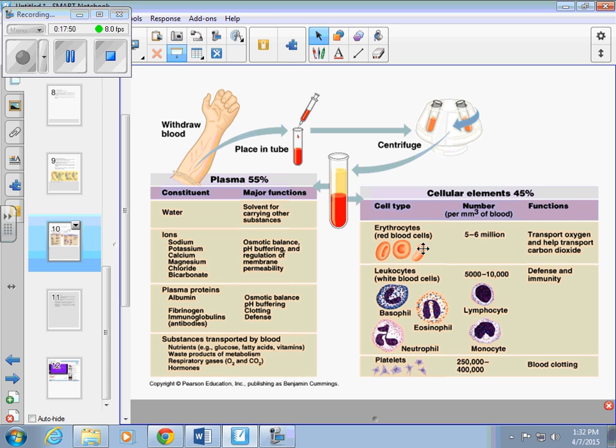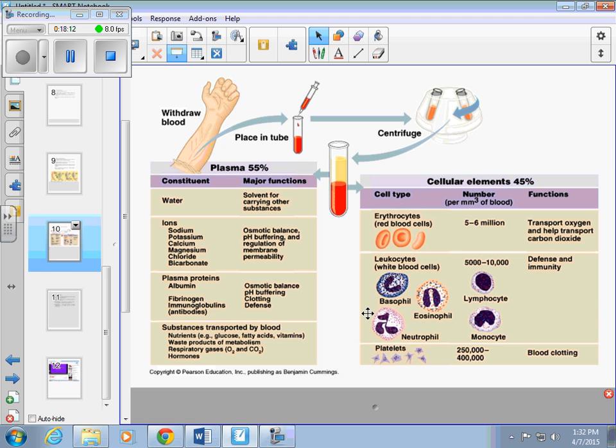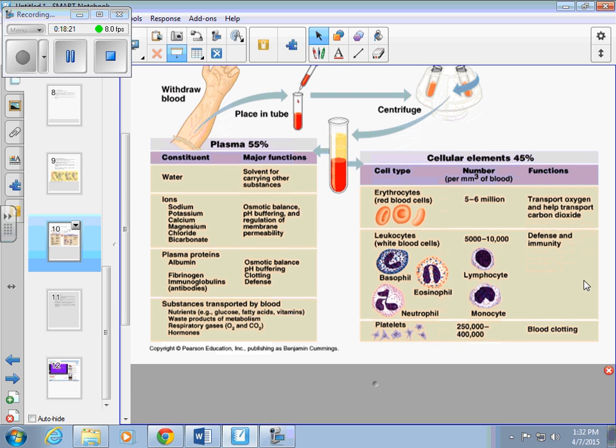Now in the other half of the blood, we have the erythrocytes, which are the red blood cells. We have about 5 to 6 million of them for every millimeter cubed of blood. And their function is very important, and they're going to help transport oxygen and help transport carbon dioxide. Then we also have the leukocytes, which are the white blood cells. I'm showing 5 different kinds of white blood cells right now. When we get to the immune system, you'll learn that all these 5 have very specific jobs that they're supposed to do. But for now, I need you to know that their function is to defend the body.